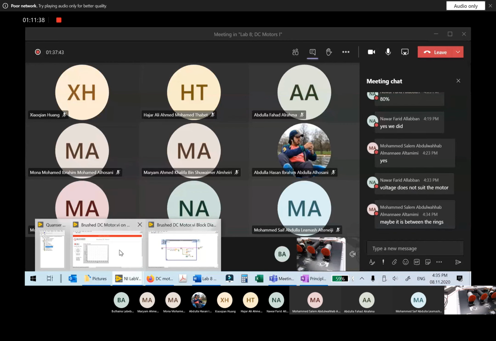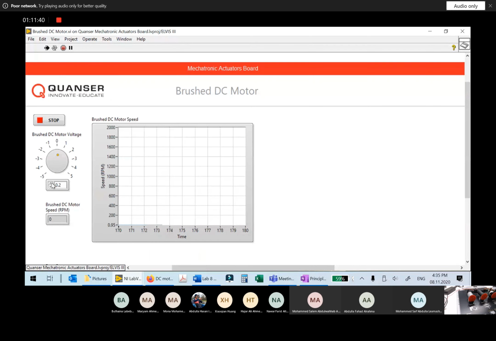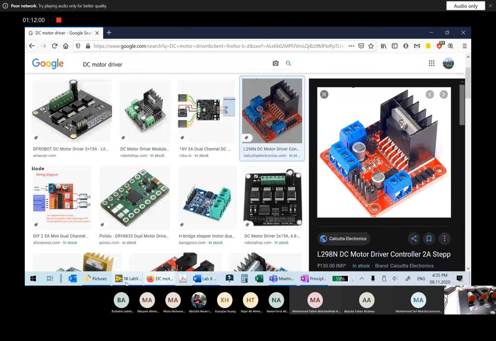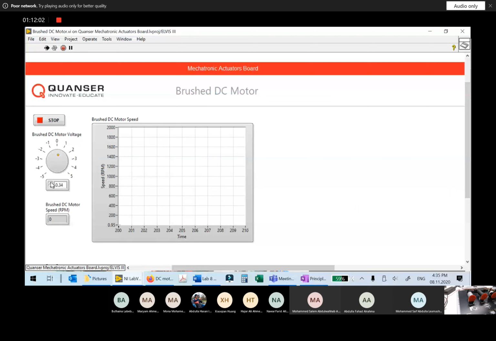So here I will keep increasing. 0.2 nothing, 1.2, 1 nothing, 2.2. At 2.7, it moved slightly but stopped. So I will keep raising until I see a continuous motion, until it starts to continuously rotate. This is my point. So let's go back here and increase.